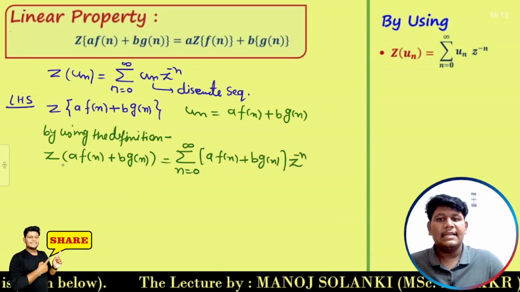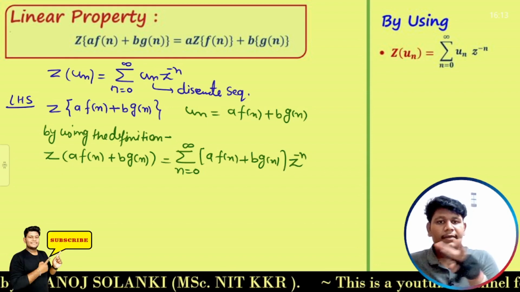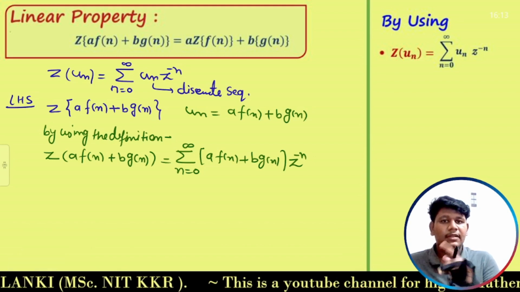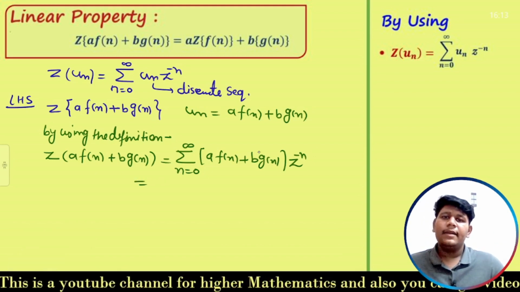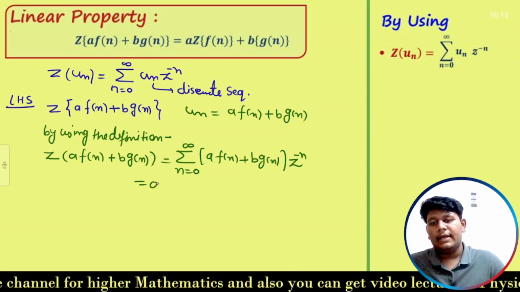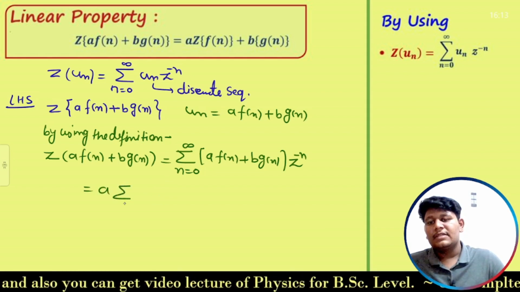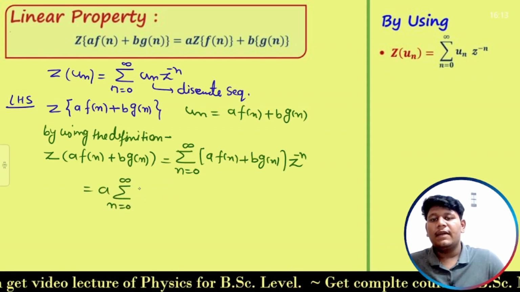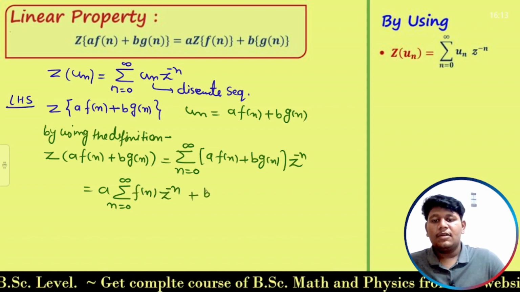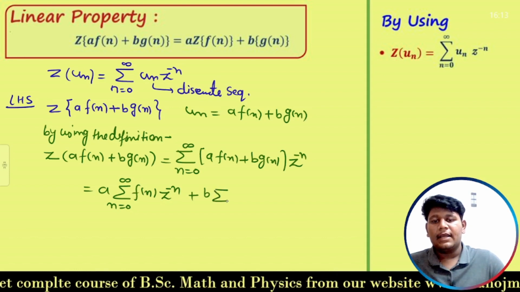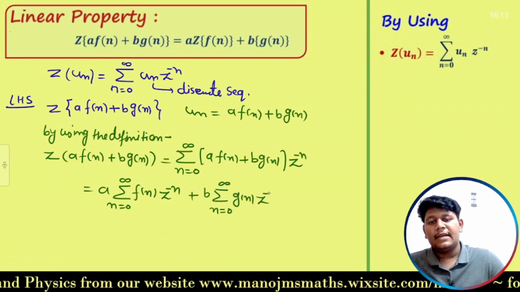This z and this z are different. This is the operator z transform and this is the complex variable. Please note that. Now here I can multiply these things. a is a constant, and we can write it outside. So this is a times summation n equals 0 to infinity f(n) z power minus n, plus b, which is also a constant, we can take outside, times summation n equals 0 to infinity g(n) z power minus n.